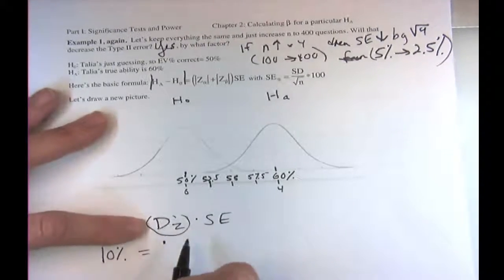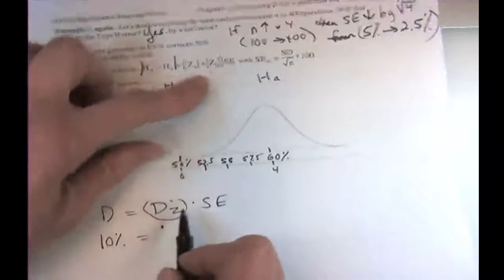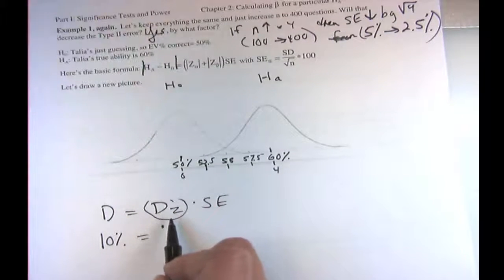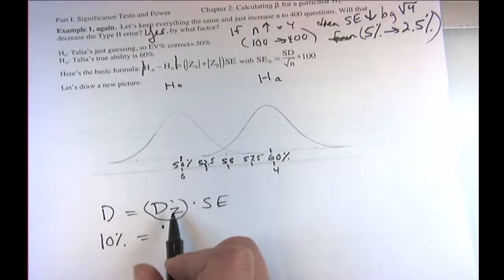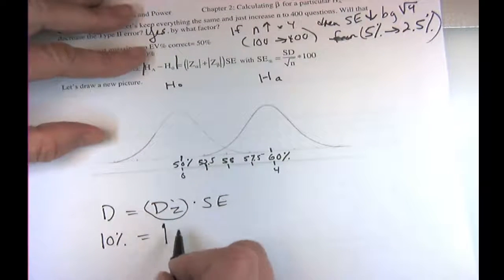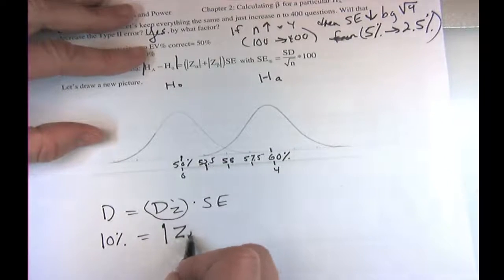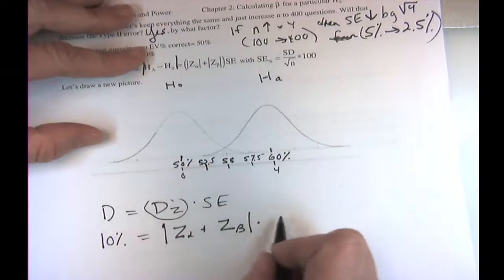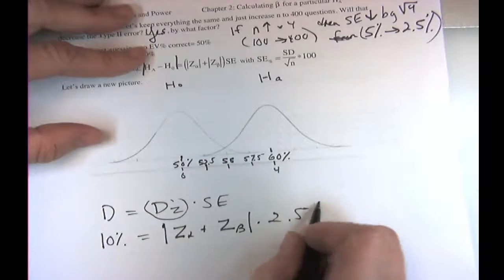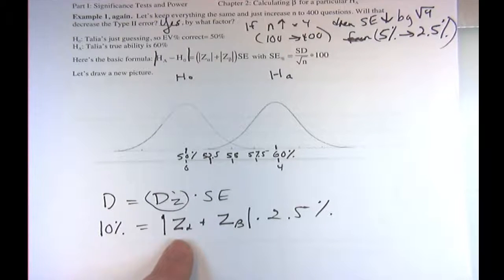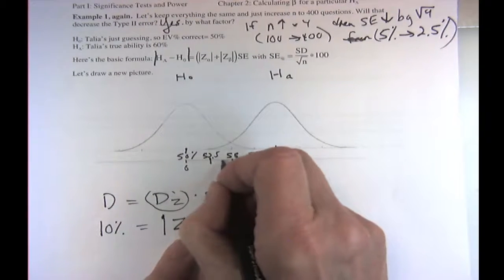Boy, I don't think I talked about that last time. We'll talk about it. This right here, the null cutoff divides the distance in z-scores into two pieces, z alpha and z beta. We'll talk about that in a minute. So our formula says z alpha plus z beta times 2.5%. Now, is the alpha still 1.65? Yes, we're still going to set it at 1.65, so let's put that in.